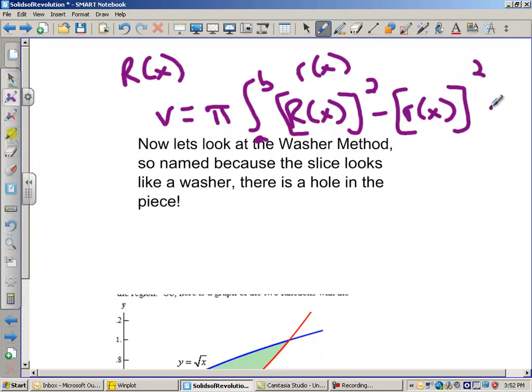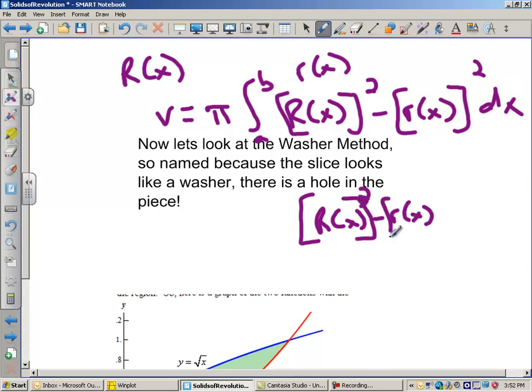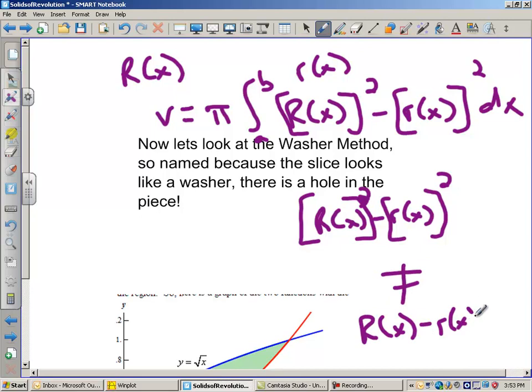Please notice that this is not the same thing as the two things subtracted and then squared. For example, this, with a little squared on it, that's a squared up here, does not equal capital R of x minus little r of x, squared.